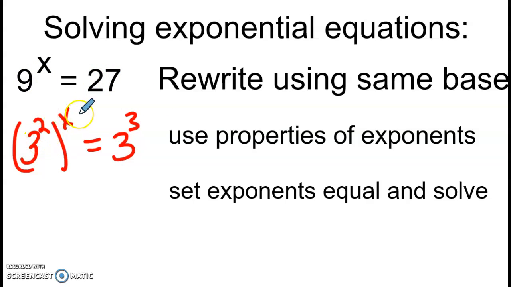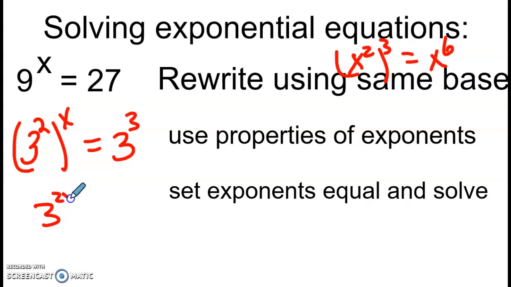When I have a power to a power, remember, the properties of exponents say I multiply those exponents together. If I have x squared cubed, most of you would know that that's x to the 6th. You multiply the exponents. So here I can write this as 3 to the 2x equals 3 cubed. Once I rewrite using the same bases and use these properties of exponents, 2 times x is 2x. Now I can set the exponents equal.